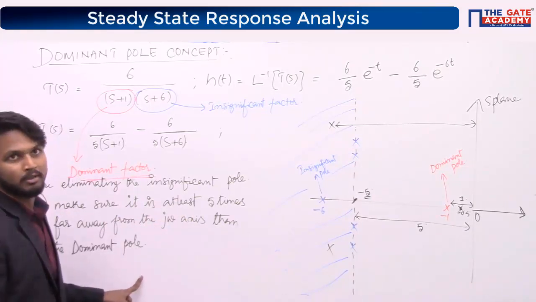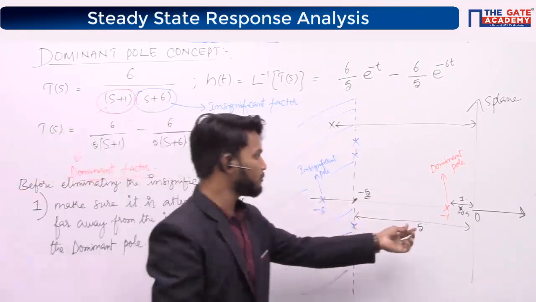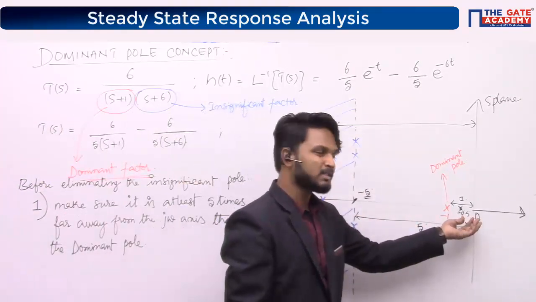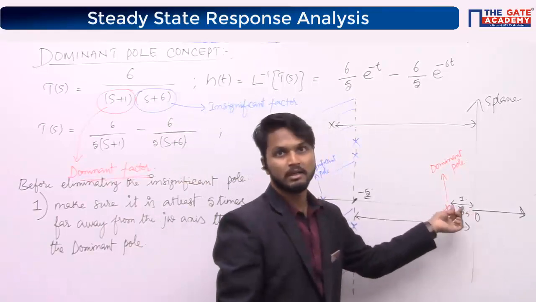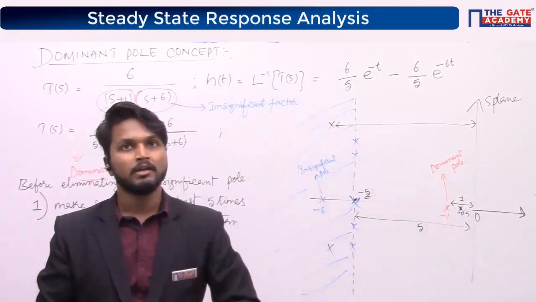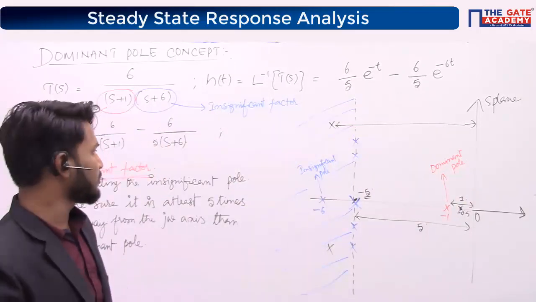than the dominant pole, right? So whatever the dominant pole you have, the distance of the insignificant pole must be at least 5 times the distance of this. At least 5 times the distance of this, right? Just solve one or two problems, you'll automatically understand.